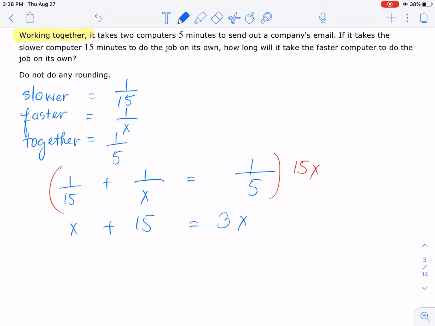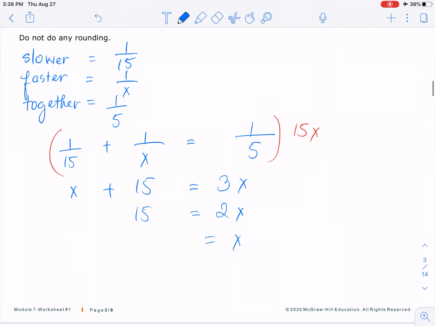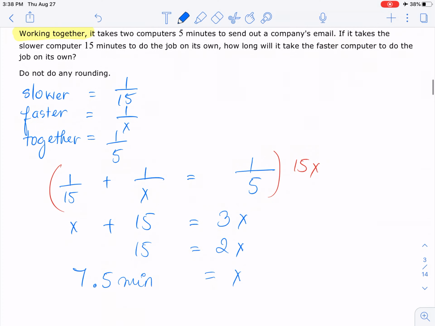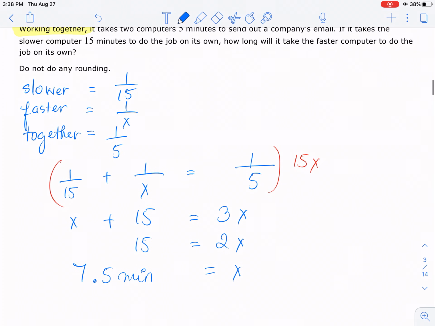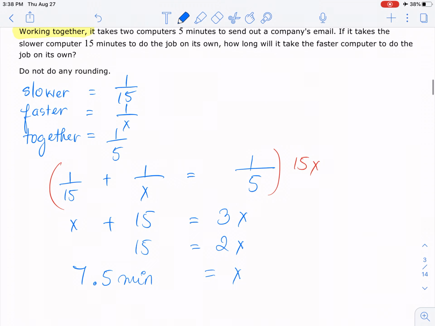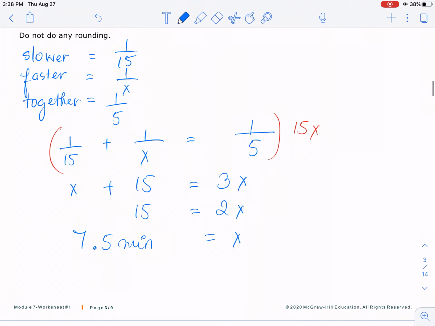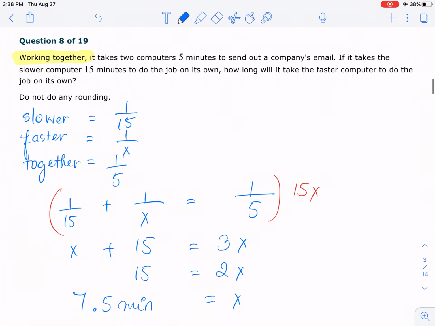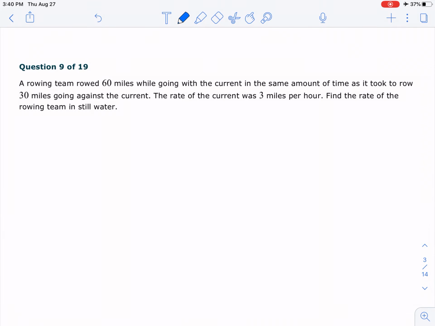If I subtract x over, I get 15 equals 2x. So x is 7.5 minutes. And it makes sense, because the slower is 15 minutes, so the faster is 7.5. And of course, if they work together, it has to be the fastest, which is 5 minutes. So that's the work problem. Every time you see working together, that's how you set up your problem.